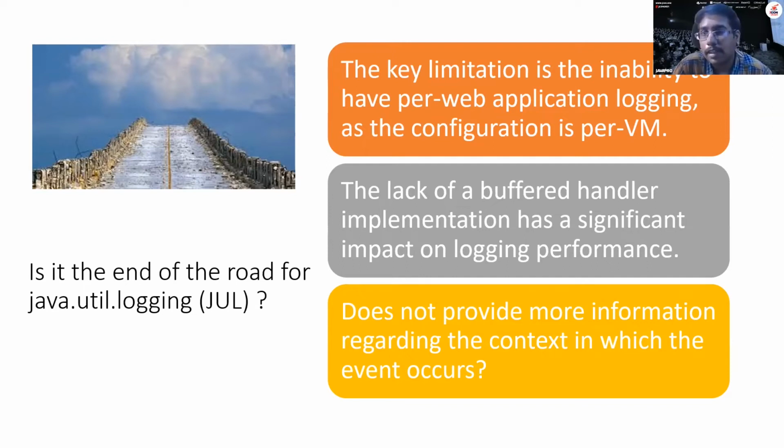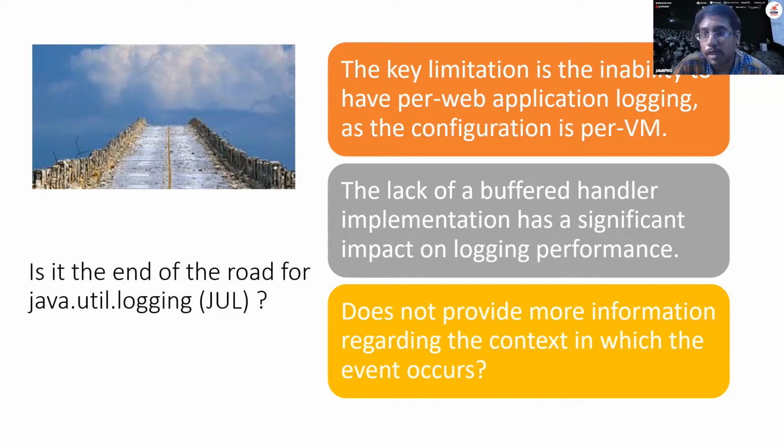So one of the key limitations of the Java util logging is its inability to have per web application logging. In the case of application servers like Apache Tomcat, they have their own implementation of logging, so they do not even use the standard logging. There are some known limitations, because of which one actually has to go about a customized approach.